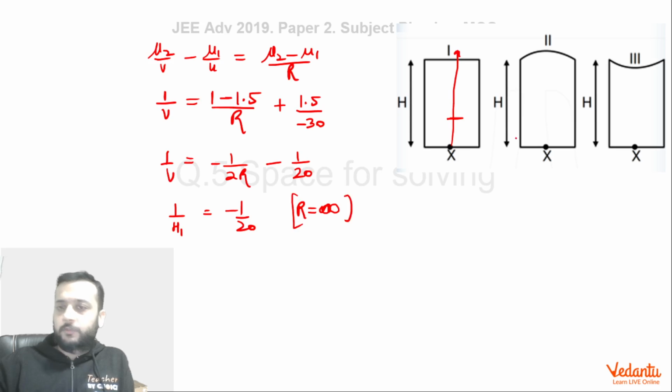Okay. If you put R equals to minus 30, why do we put minus 30? Because again, the center of curvature of this surface is lying on this side, whereas the incident ray is going in the upward direction.